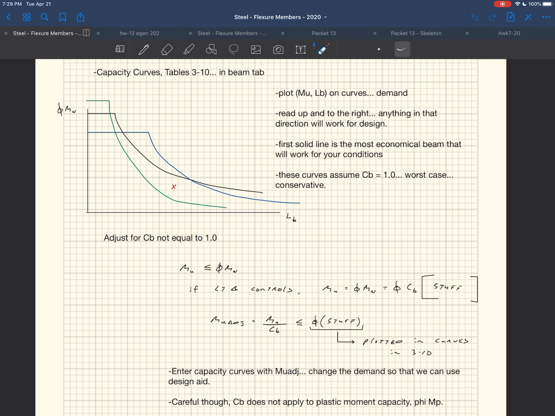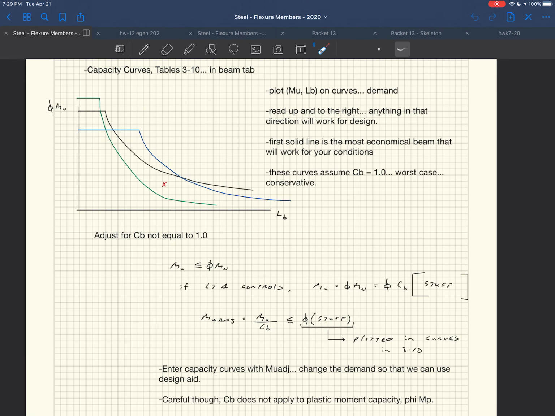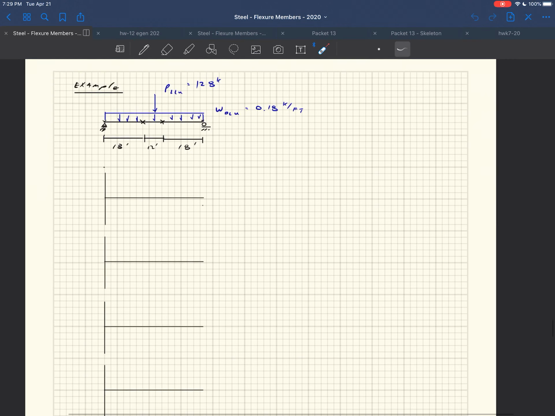But you've got to be careful, because that C_b value does not affect the plastic moment capacities. Okay, it affects this part of the curve down here, but it doesn't affect these flat parts. And so you just have to do a check afterwards to make sure it's okay. And we'll illustrate that in the example. Okay, and so how you work these things, you come in, you plot your M_u and L_b on your curve, right? And then you read up and to the right, and the first solid line is going to be your most economical. Okay, so let's do it.